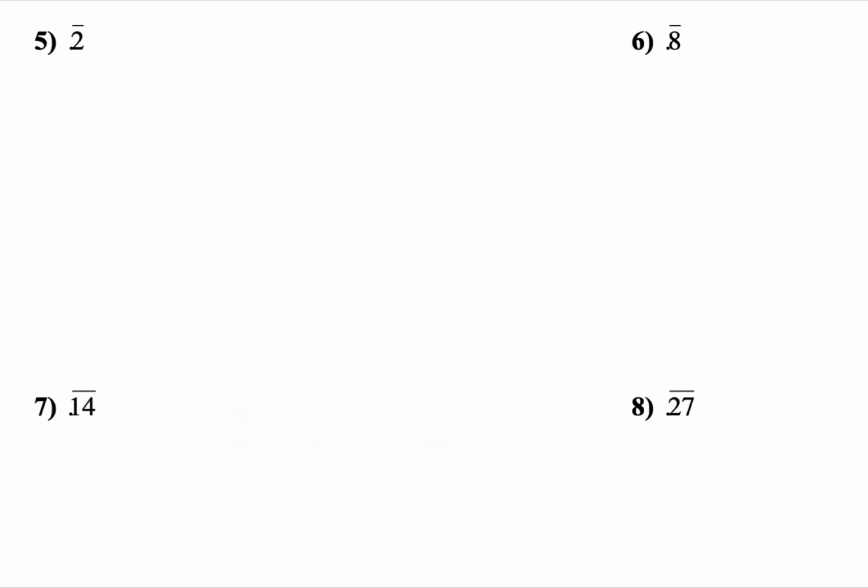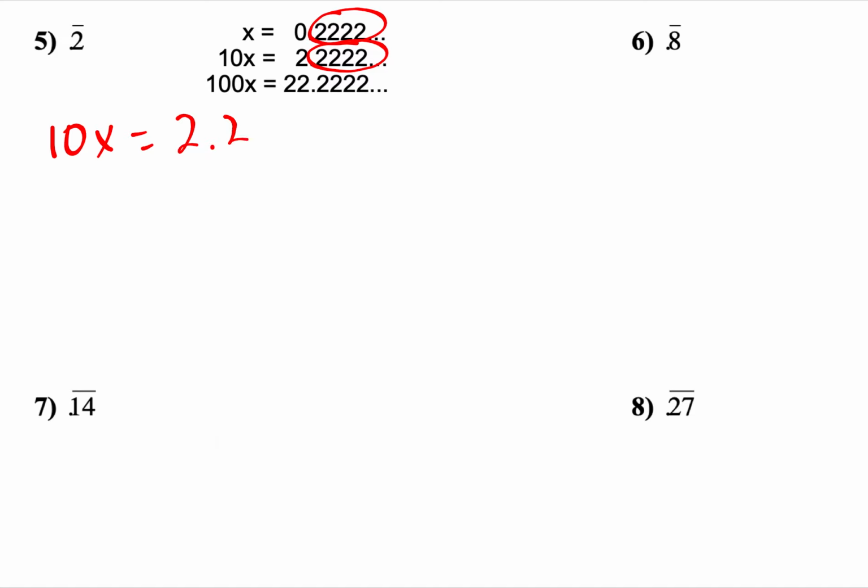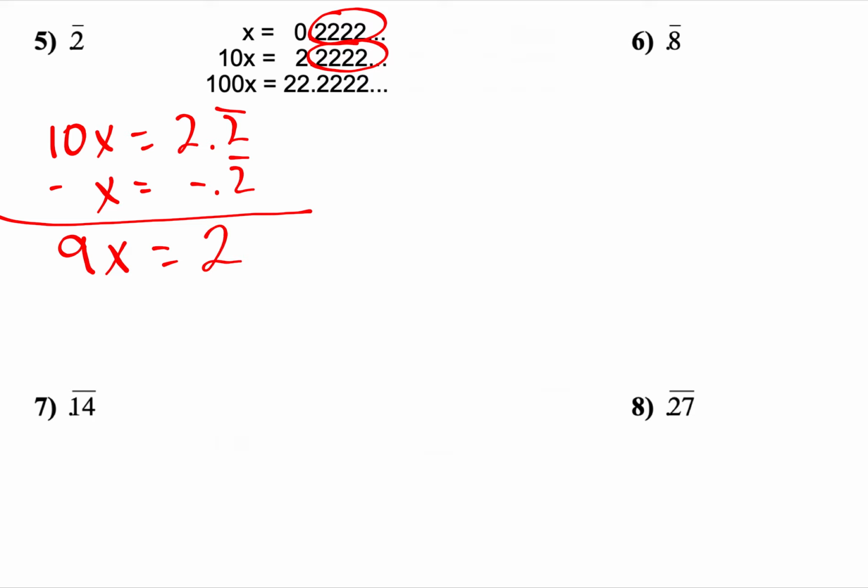Now let's look at some repeating ones. First, you need to consider a list of x, 10x, 100x. It looks like x and 10x both have the same decimal parts. So let's do 10x, which is 2.2 repeating, and x, which is 0.2 repeating. And we're going to subtract those 2 equations. 10x minus x is 9x. 2.2 repeating minus 0.2 repeating is 2. Divide both sides by 9. 2/9 does not reduce. The answer is 2/9.